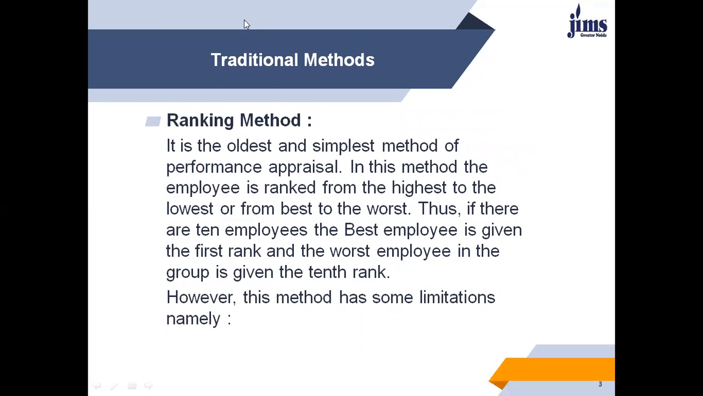So the first method is the ranking method. It is the oldest and simplest method of performance appraisal. In this method, the employees are ranked from the highest to the lowest, or from best to worst. Thus, if there are 10 employees, the best employee is given the first rank and the worst employee in the group is given the 10th rank.